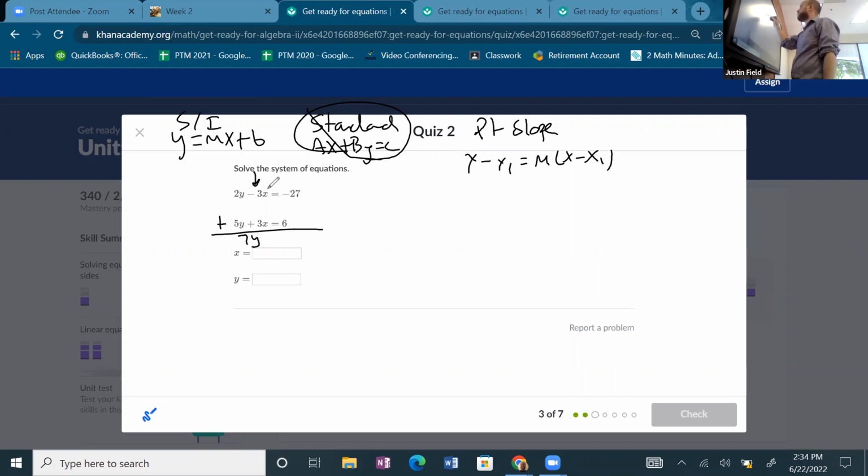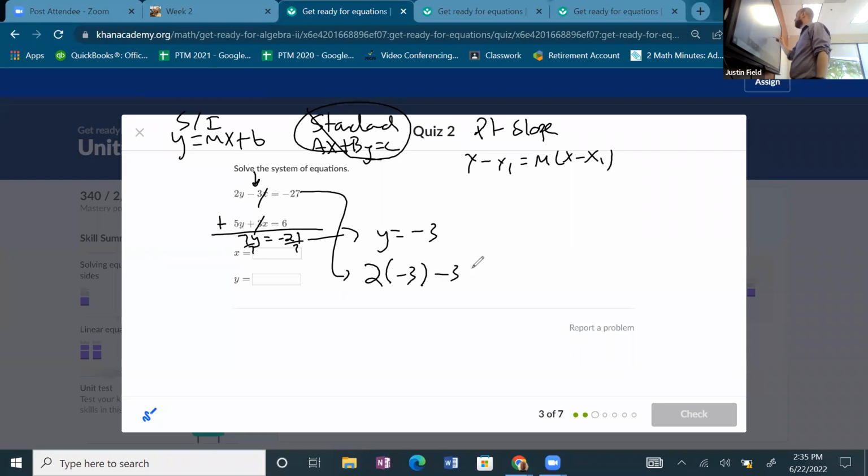That would make 7y. The x's would cancel, and this would become negative 21. If we divide both sides by 7, we get y equals negative 3. That's easy. Then how do we get the x? We just substitute it back. So I'm going to take this top equation, substitute negative 3 in for y, and solve for x.